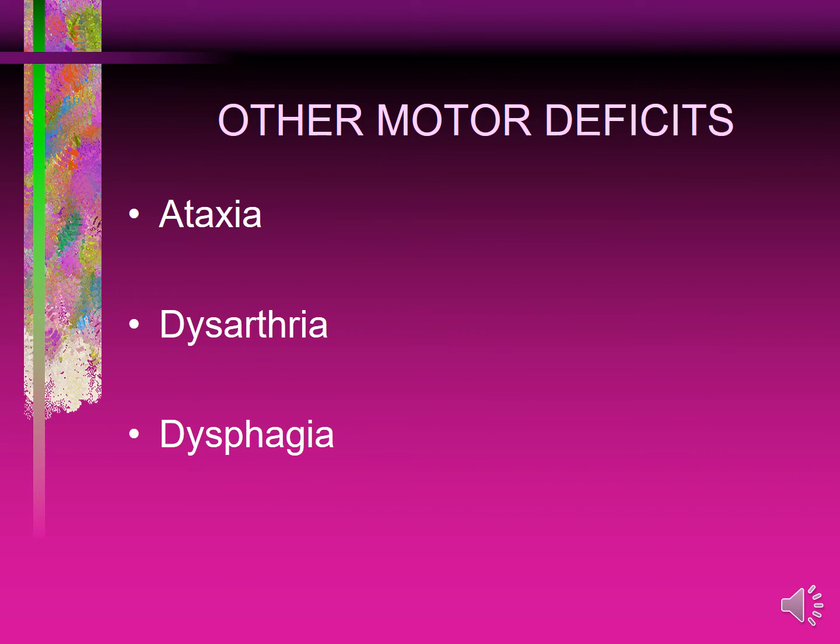Other motor deficits that the patient may have could be ataxia, which is difficulty with their gait when they're walking, and dysarthria, which is difficulty in the movement of the mouth for speech. So it's not aphasia, that's different. Aphasia has to do with the thinking part of speech, but dysarthria is difficulty moving your mouth correctly to make speech. And dysphagia, of course, is difficulty swallowing.